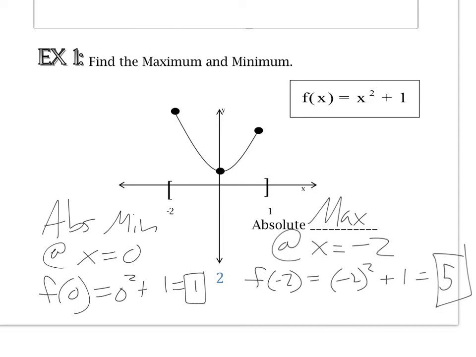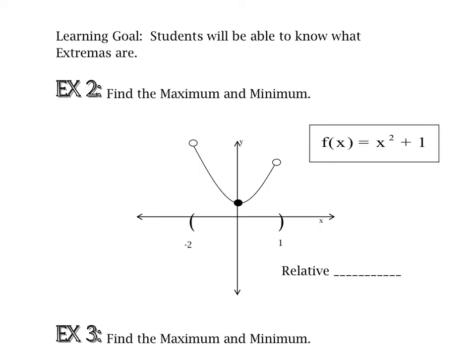Okay, so this is some language you got to be familiar with. The "at" tells us the x location, and then the max or min itself is the height, and that would make sense because that is the maximum height or the minimum height. Okay, let's go to example 2.